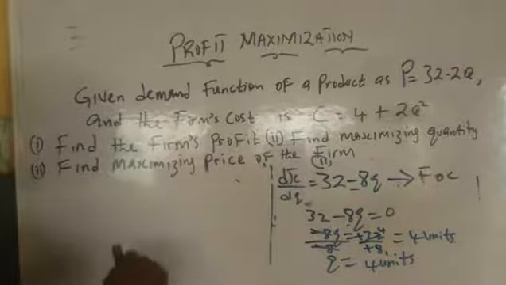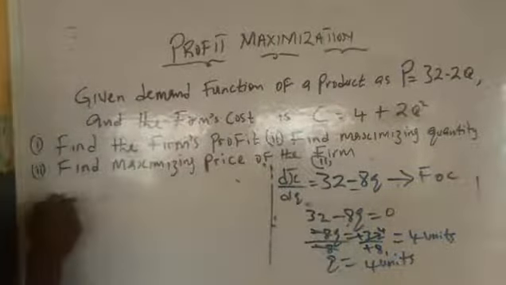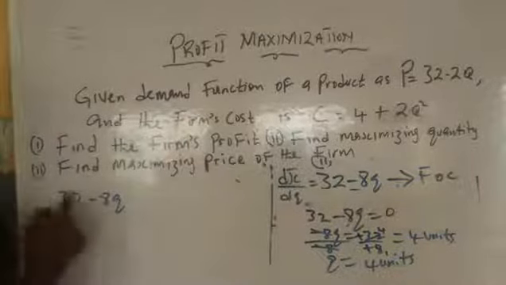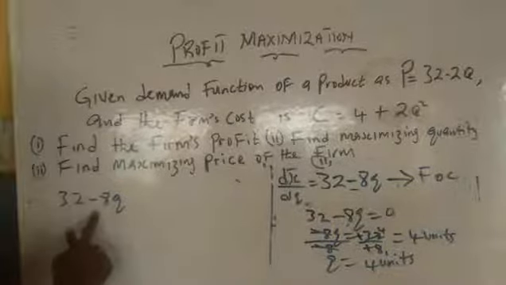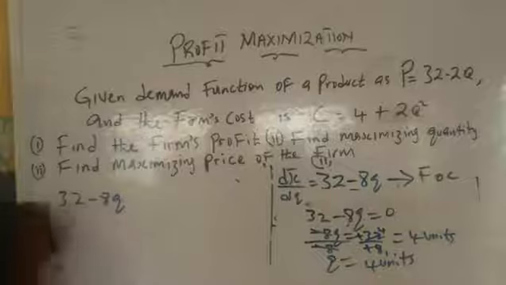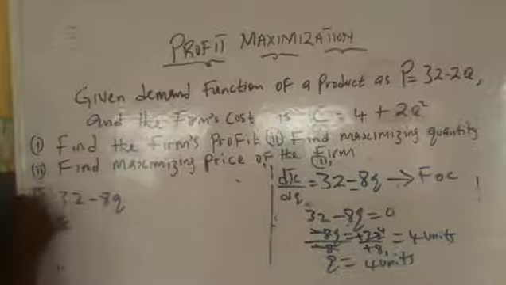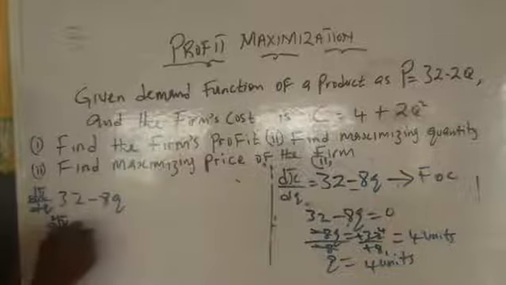If you want to take the second order condition, what you are going to do is take the derivative of the first order condition. Now look at it. This is 32 minus 8Q. This is the first order condition, the answer we got. Now, if you want to take the derivative of this one, it's going to be the change in profit related to Q. This will be the change in profit to the change in Q. This is the second order condition.